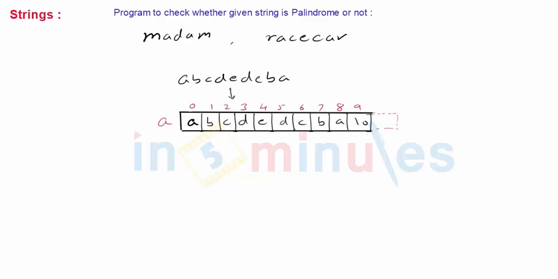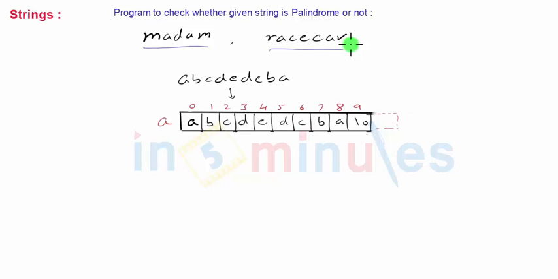For example, in this case, there is the word madam. If you read the spelling from the first to the last letter or from the last to the first letter, it is the same. In the same way, there is the string racecar. It is the same from the first to the last character or from the last to the first character. Such strings are called palindromes.